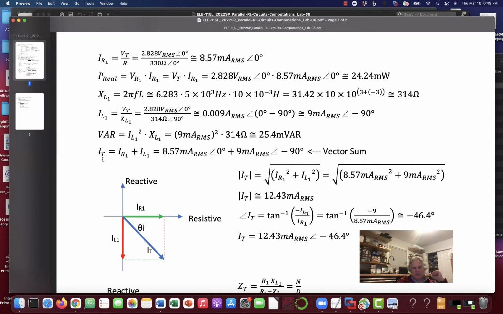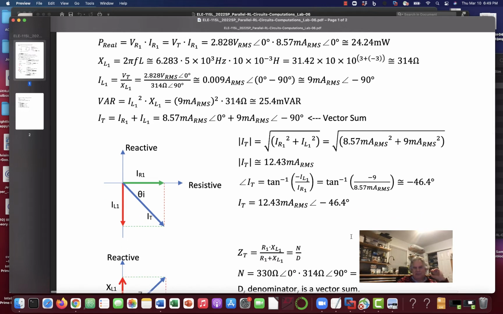If we want the total current, there's a couple ways we can get it. We can add these two currents, and the resistive current IR1 is going to be at 0 degrees, and the 9 milliamps, the inductive current IL1, is going to be at minus 90. So we've got a vector sum here, as I've indicated right there. So the magnitude of this current is going to be the Pythagorean theorem formula.